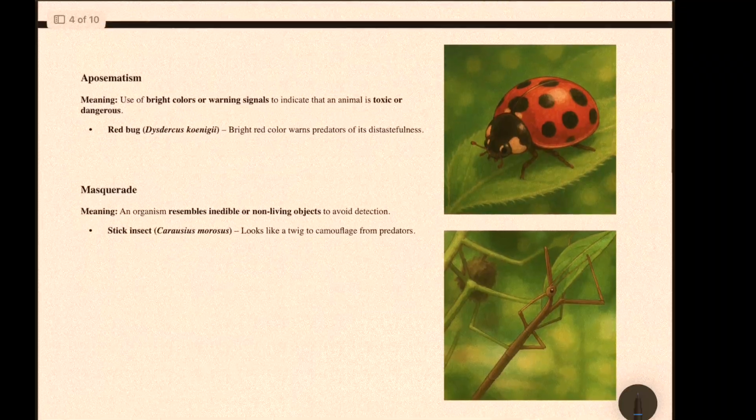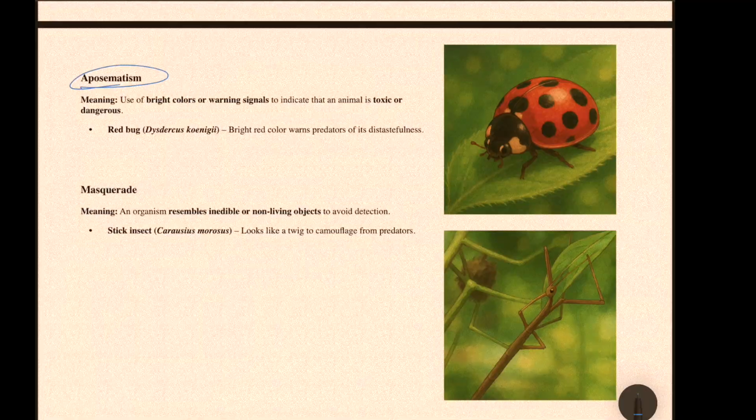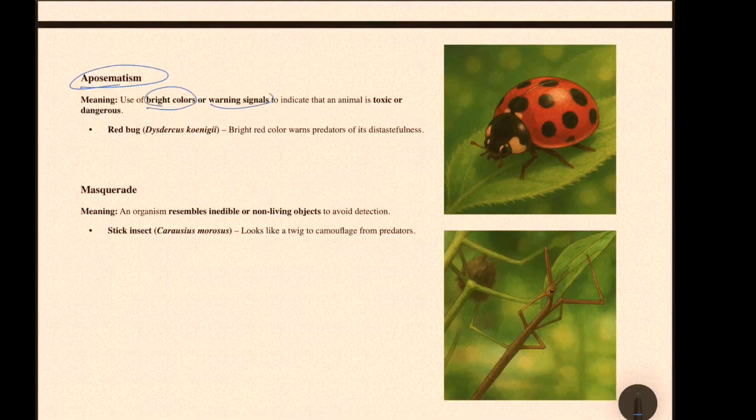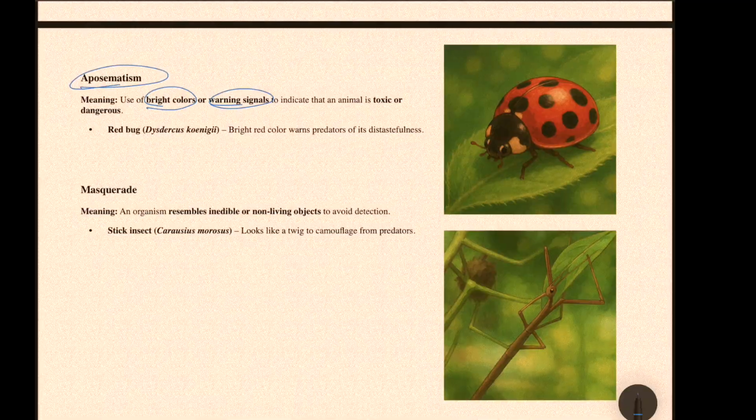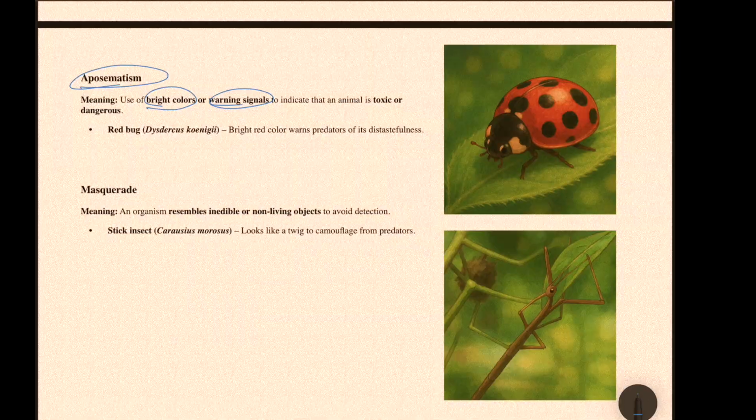Now we'll discuss a few other such technical terms. The first one is aposematism. Aposematism is a natural phenomenon where a species shows bright colors or other warning signals to indicate that it is toxic or dangerous. In Müllerian mimicry, it is an interaction between two species, whereas aposematism is a characteristic exhibited by a single species.